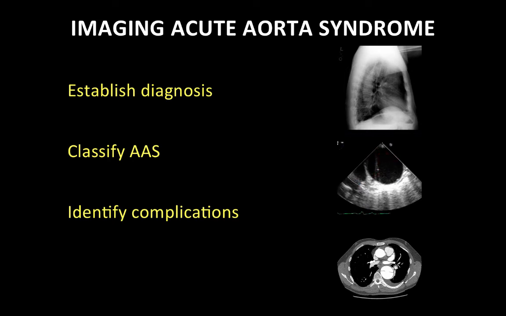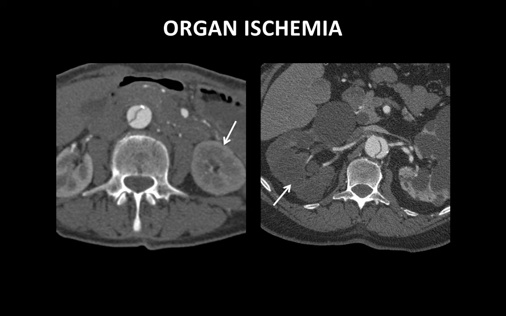The final topic that I want to cover is the identification of specific complications that will help sway management from either medical to surgical or vice versa. And probably the most important of these is whether or not there are any signs of end organ ischemia. And the kidneys in particular can be quite susceptible to hypoperfusion when the dissection involves the renal arteries.